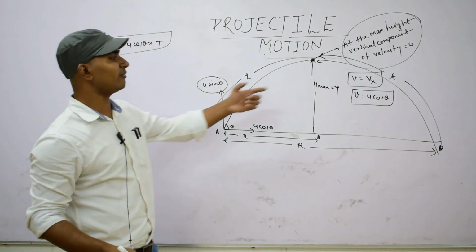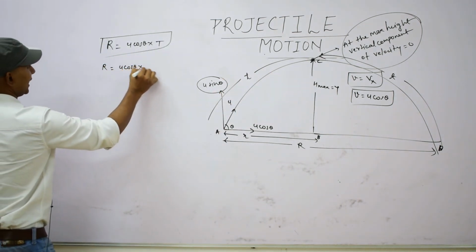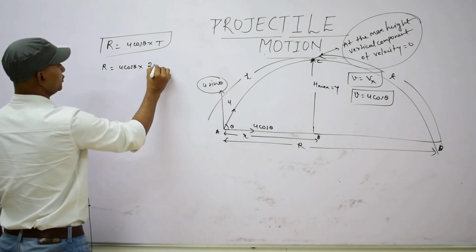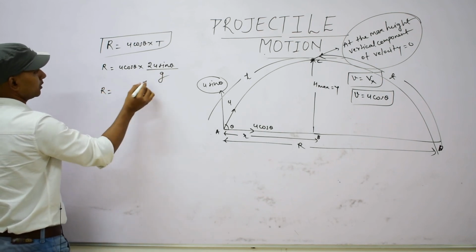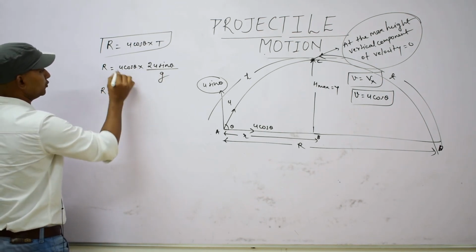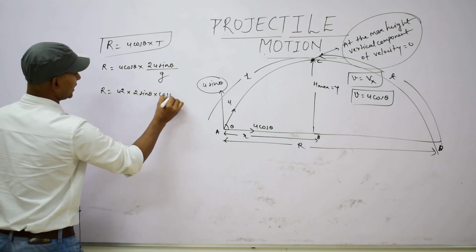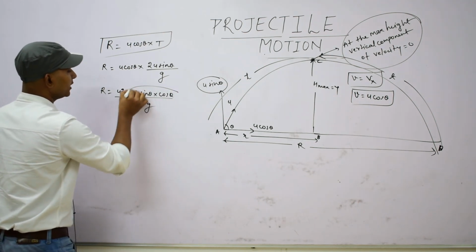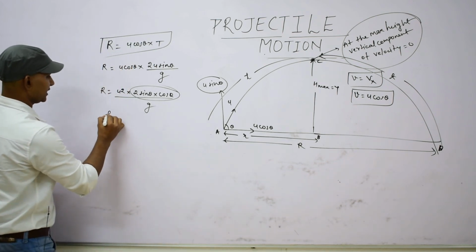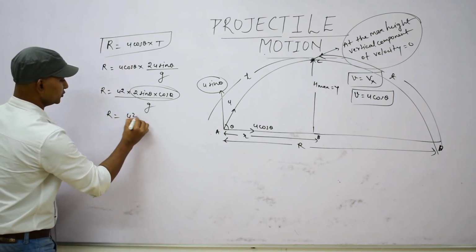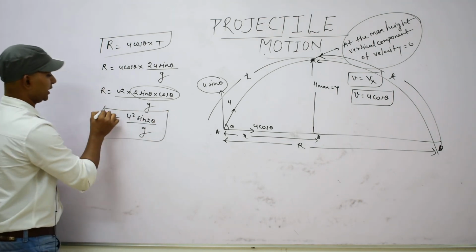Now I can put the value of capital T, then R is equal to u cos theta and the flight time value, that is 2u sin theta upon g. Now we can solve it. We can write u square into 2 sin theta cos theta upon g, and we know that 2 sin theta cos theta is equal to sin 2 theta. So R is equal to u square sin 2 theta upon g. This is the formula for the range.